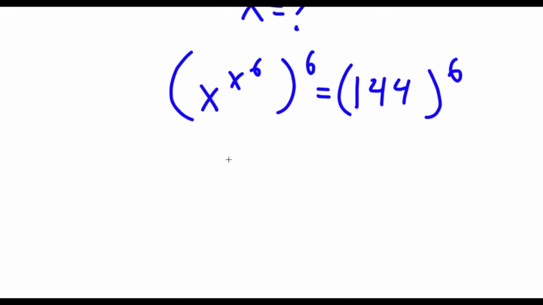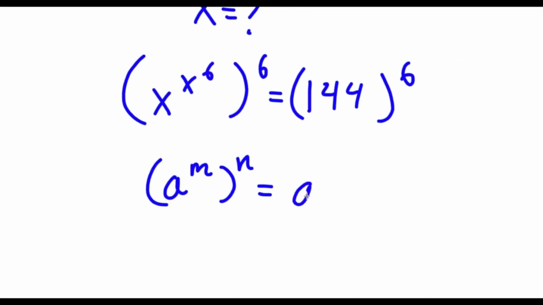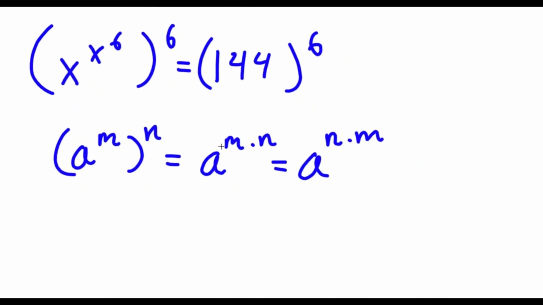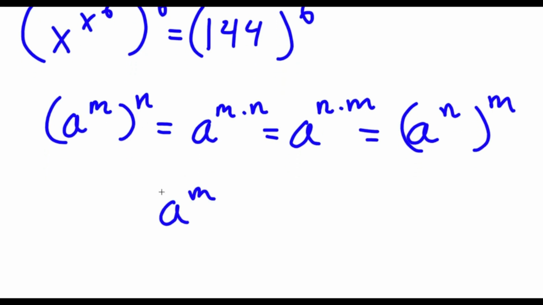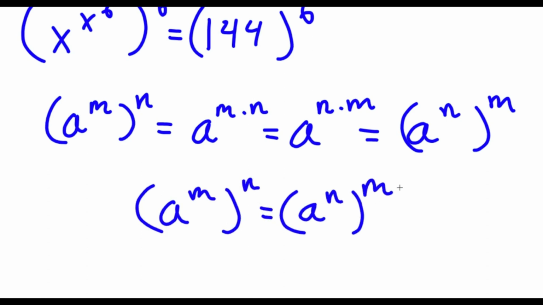Now, if I have something in the form a to the power of m to the power of n, this is the same thing as a to the power of m times n. And m and n, these two are interchangeable, meaning this is the same thing as a to the power of n times m. So now, if a to the power of m times n is the same thing as a to the power of m to the power of n, then a to the power of n times m has to equal a to the power of n to the power of m. So in simpler terms, a to the power of m to the power of n is equal to a to the power of n to the power of m.